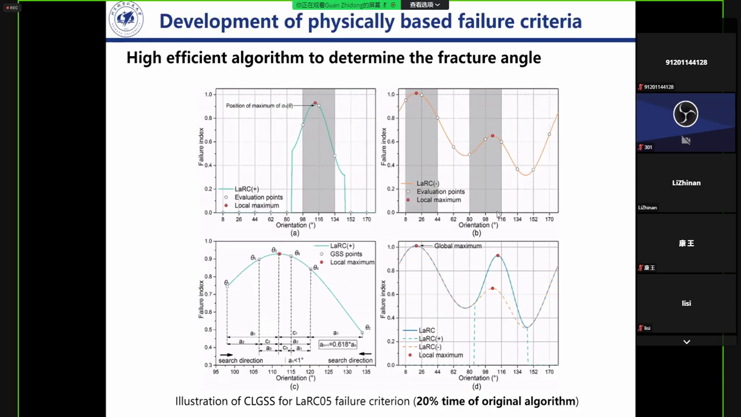In order to solve the problem of low efficiency in solving the angle fracture surface with the Log5 criterion, based on the idea of the efficient search algorithm proposed by previous scholars for the Puck criterion and the characteristics of the failure index curve of the Log5 criterion, we developed an efficient solution algorithm for the Log5 failure criterion. The computation time is only 20% of the original Log failure criterion, which significantly improved the computational efficiency.